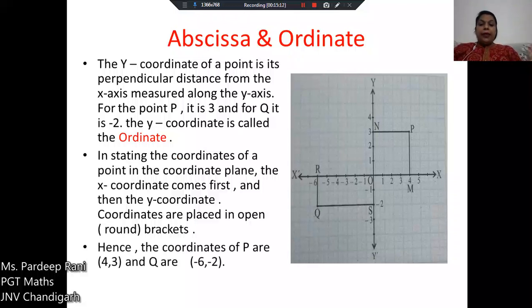In stating the coordinates of a point in the coordinate plane, the x coordinate comes first and then comes the y coordinate. Coordinates are placed in open, that is, round brackets. For example, the coordinates of the point P are (4, 3) and the coordinates of the point Q are (-6, -2).